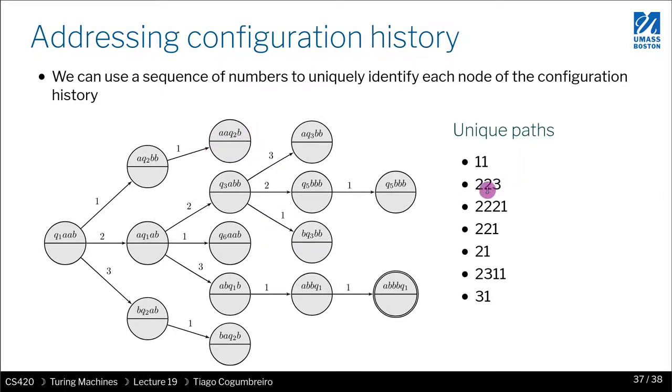Then let's say I want to do 2-2-3. 2-2-3 is simple: 2, second choice, third choice. Okay. Then let's say I want to do 2-2-2-1. If I write any possible sequence of numbers, that means I'm writing a path according to this graph, right? So this graph doesn't change for a fixed input. It's going to be always the same graph, right?